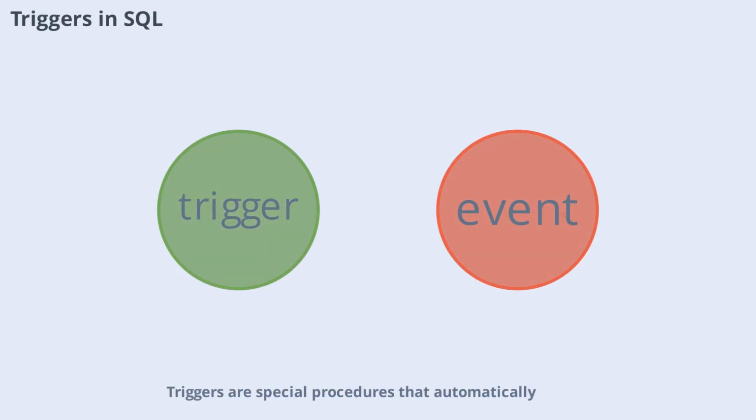Triggers are special procedures that automatically execute in response to certain events, such as inserts or updates. They're used for enforcing rules, auditing changes, or maintaining derived data. Understanding triggers is important for advanced SQL roles.